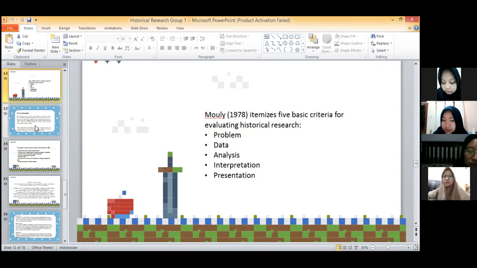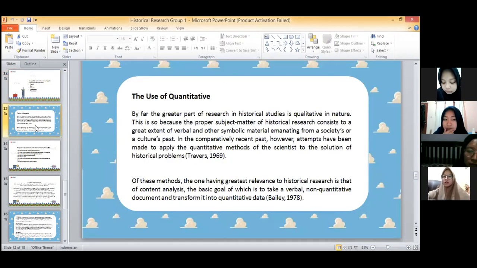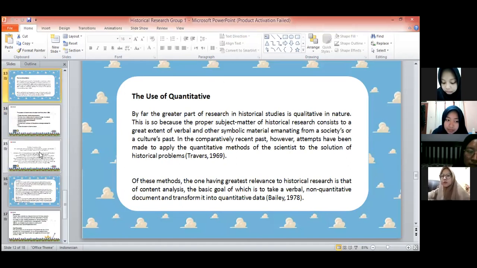Next is about the use of quantitative methods. By far, the greater part of research in historical studies is qualitative in nature. This is so because the proper subject matter of historical research consists to a great extent of verbal and other symbolic material emanating from a society's or a culture's past. In the comparatively recent past, however, attempts have been made to apply the quantitative methods of the scientists to the solution of historical problems. Travers 1969.